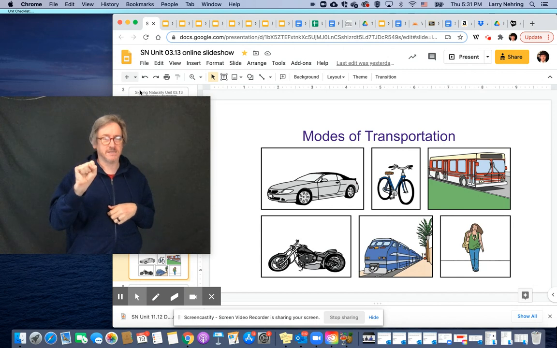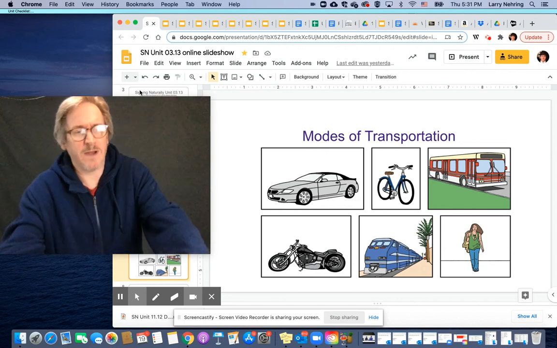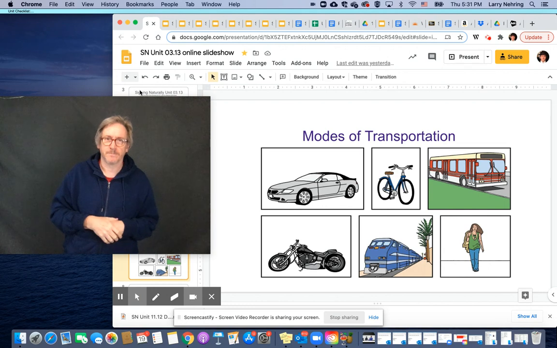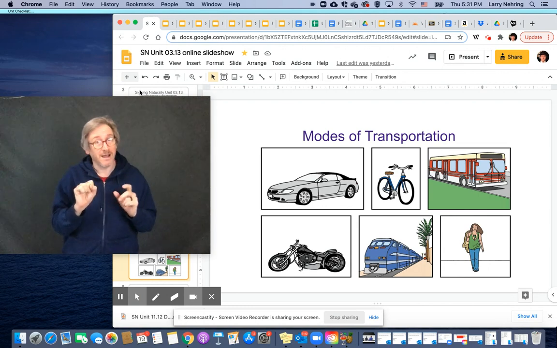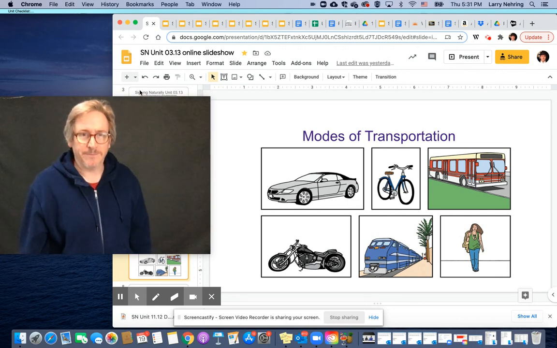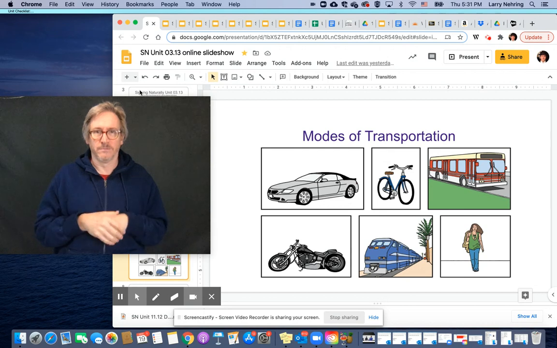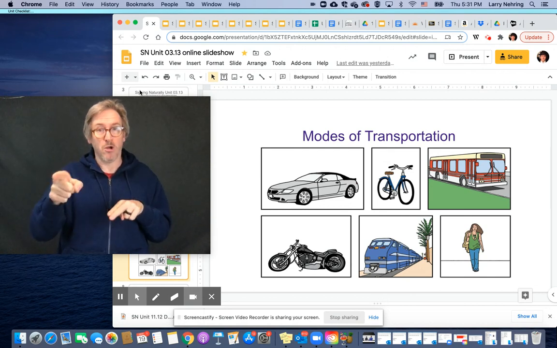Bus, B-U-S. Eventually it will get faster. But for right now, just B-U-S. Bus, B-U-S. Don't skip the U, or it's B-S. Sorry, it's been a long day. Motorcycle. Remember, smack. Motorcycle. Train. Or walk.